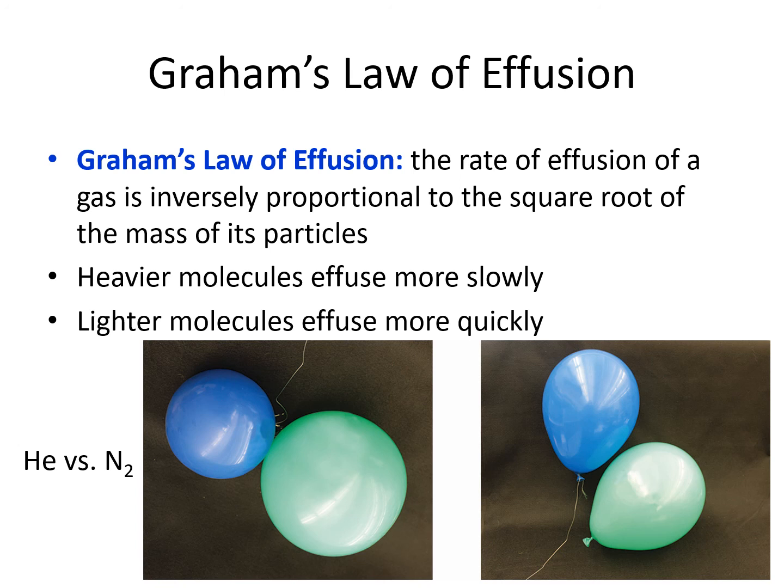Effusion is based on the relative size of the molecule compared to the size of the hole. The helium escapes faster because it's smaller, and the nitrogen escapes more slowly because it's larger.